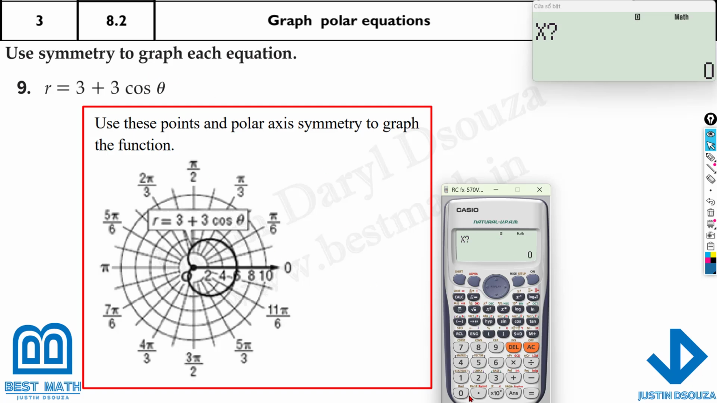Let's calculate. Let's start with 0. At 0, what is the graph? It should be either 0 or 6. It is 6. Yes, correct. It should be 6, sorry. When you go to 180 degrees, it will be 0.